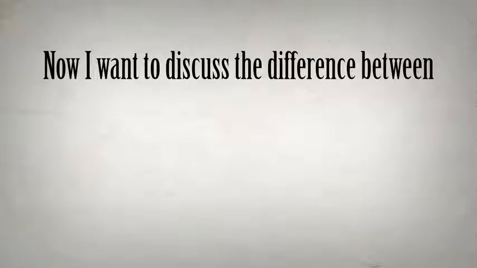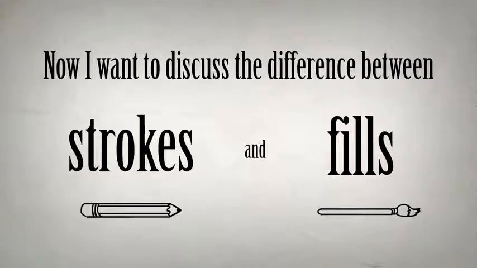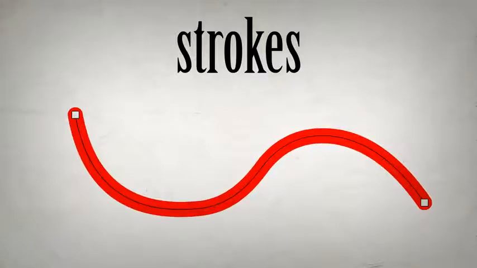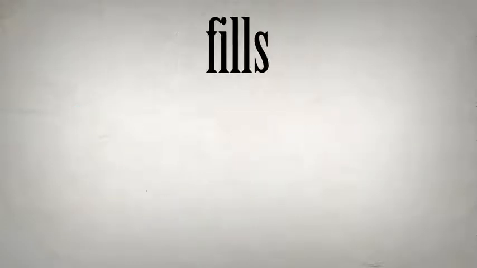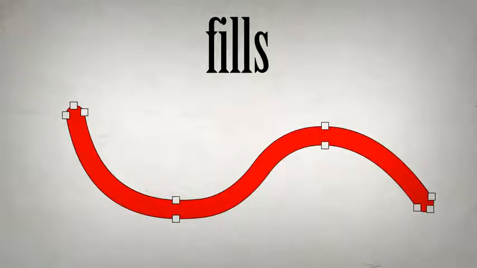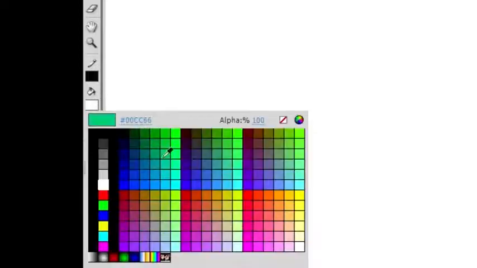Now I want to discuss the difference between strokes and fills. The Pencil deals with strokes, which consists of a single vector curve with thickness that expands from that curve. The Brush deals with fill shapes, which consists of a color bound inside of an enclosed vector curve. There are two color selectors, one for the stroke color and one for the fill color.